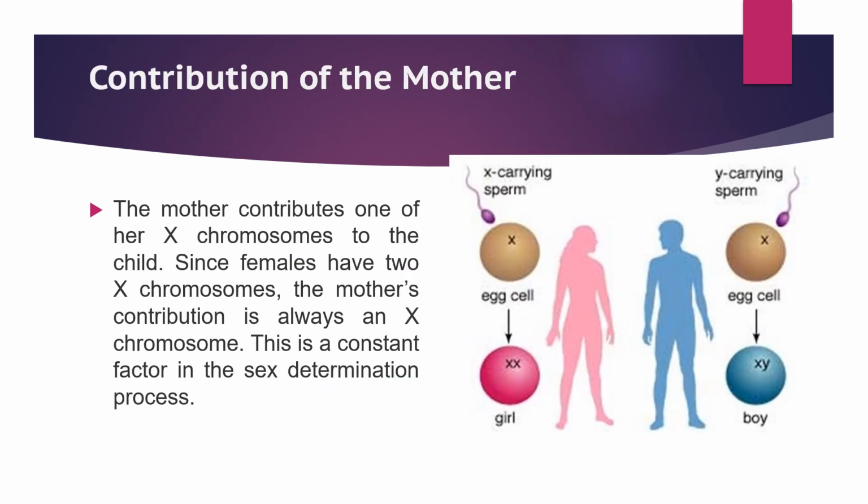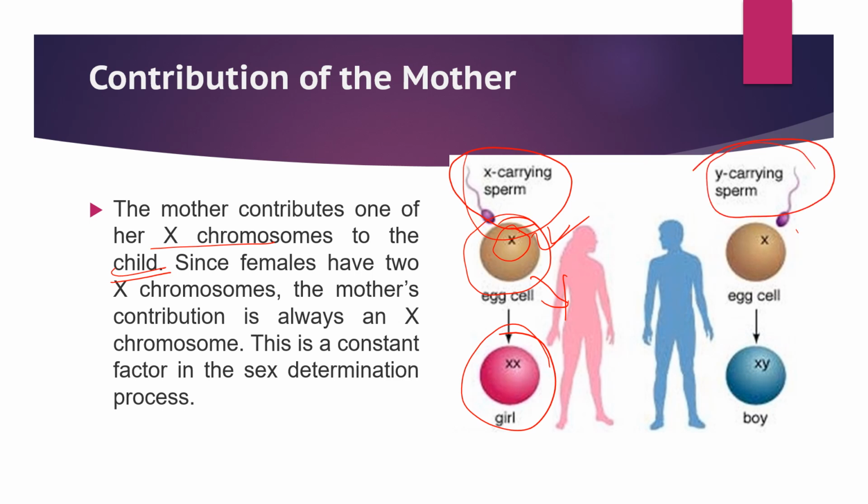Now, the contribution of the mother: till now we have said many times that the mother contributes only the X chromosome. So this is the egg cell having the X chromosome. The sperm with an X chromosome comes and fertilizes this ovum, so a girl child is born. Now the sperm carrying the Y chromosome comes and fertilizes the egg which already has the X chromosome. Then a boy child will be formed. So this is what is happening, and this constant factor is the sex determination process. We will see this again in the next slide.